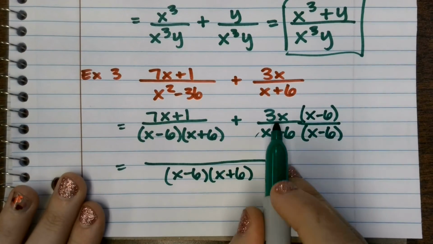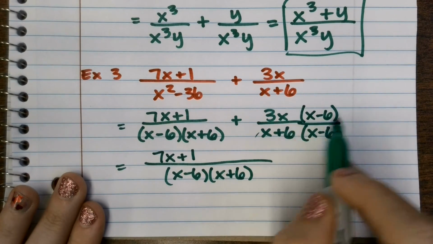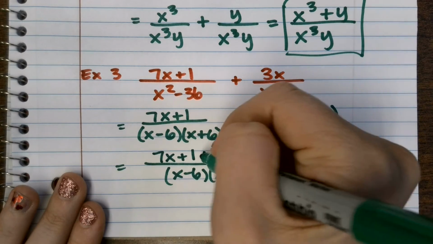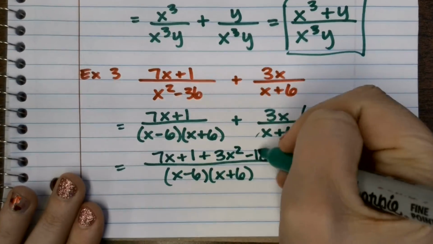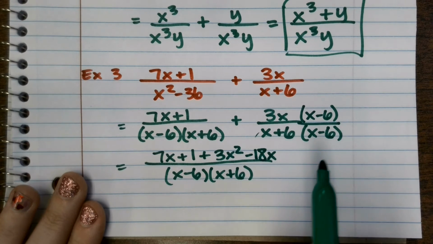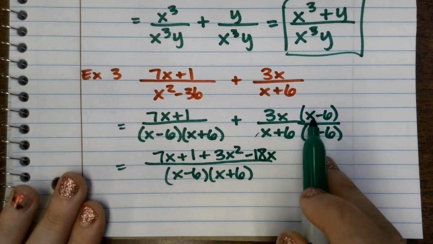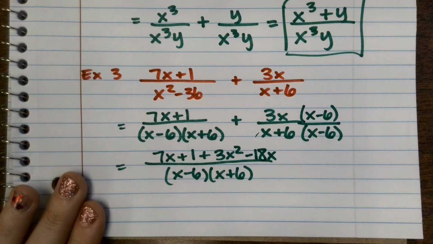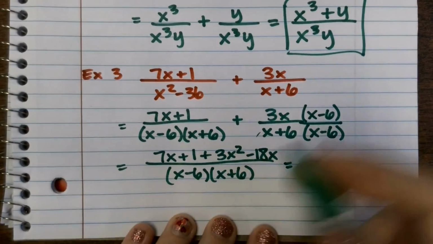In the numerator, I have to distribute, so I'll have my 7x plus 1 still, didn't do anything to that. But over here, I have a plus 3x squared minus 18x, which we haven't had a subtraction one yet. I'll make the next one subtraction. But if this was subtraction, I would have to make sure to distribute a negative 3x to both so that I'm subtracting both of them. Okay. And then my last step is just combining my like terms.